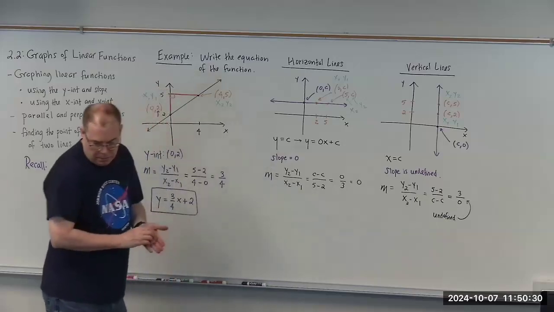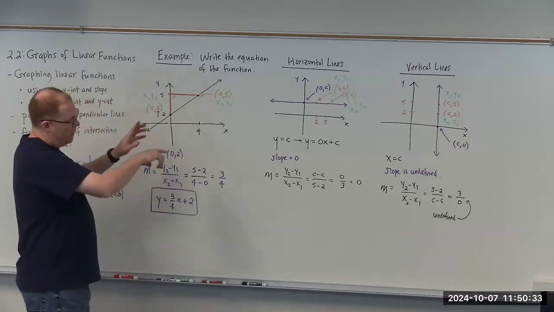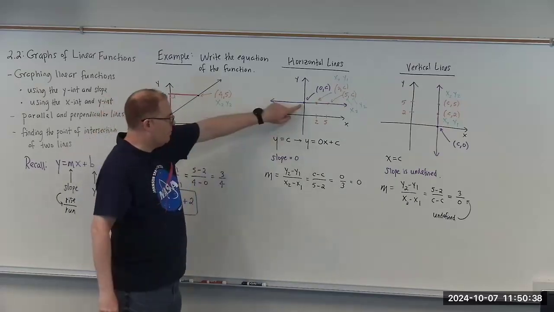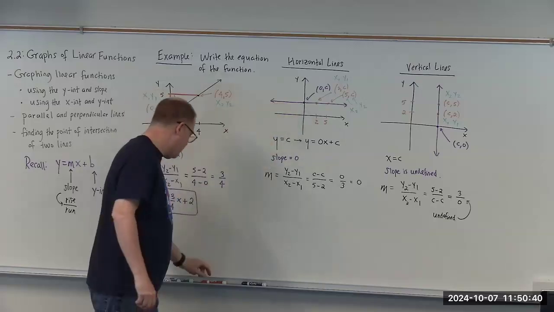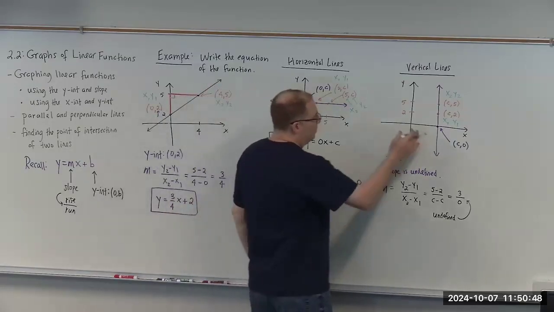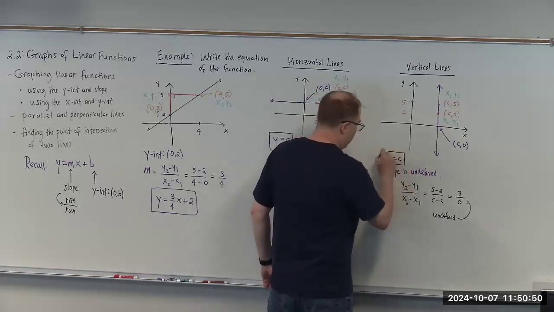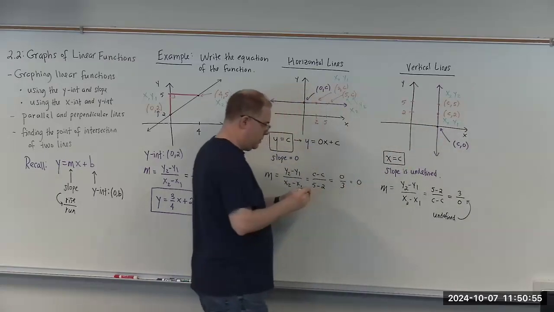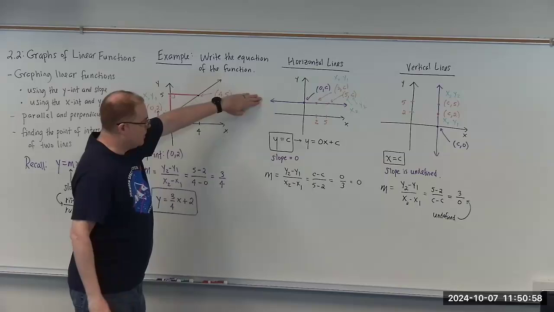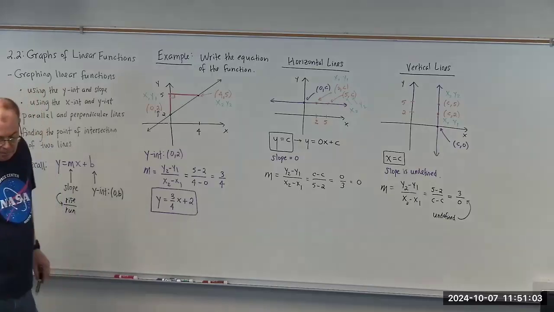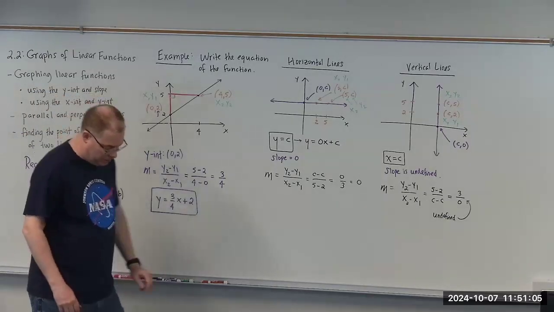All right, a couple of things to remember here. For horizontal lines, it's always y equals some constant, and to find that constant you look at where the y-intercept is. So y equals c. For vertical lines, it's x equals c, where c is where the line intersects the x-axis. The slope for horizontal lines is zero. The slope for vertical lines is undefined.